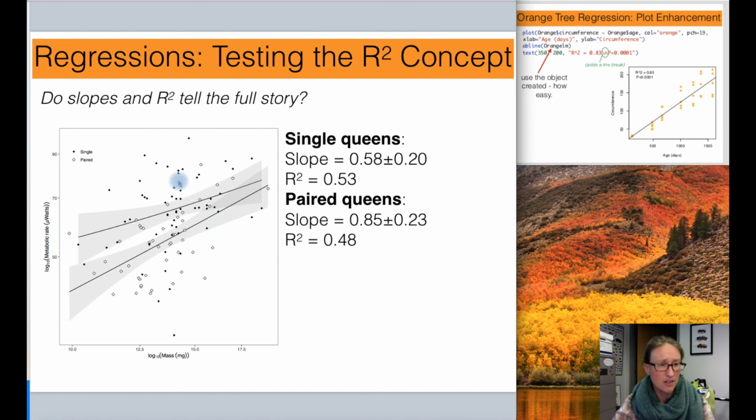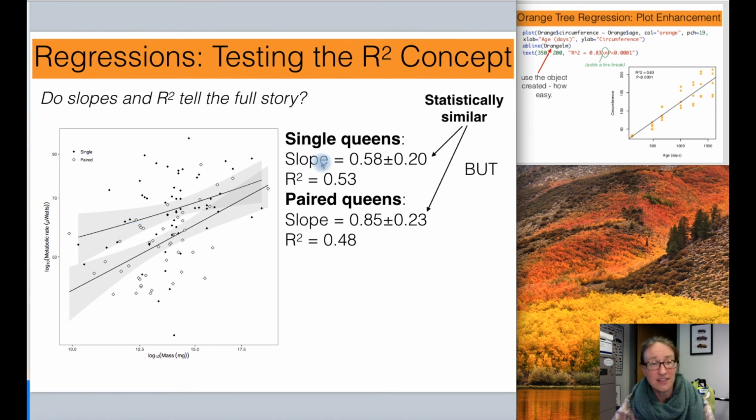So there's still a fair amount of predictive power of a queen's metabolic rate if we know her body mass. There is a fair amount of variation here, though, even so. So that's probably a product of the fact that an individual's metabolic rate is a product of a lot of different interacting factors, but body mass can explain a substantial amount of the variation in a queen's metabolic rate.